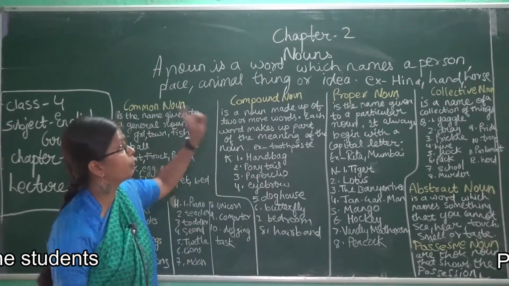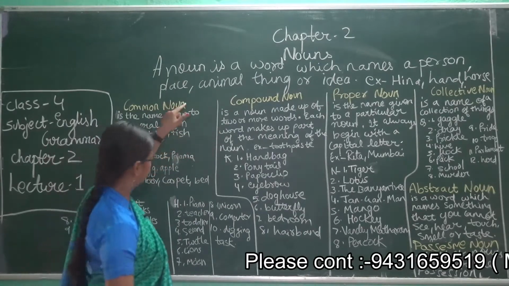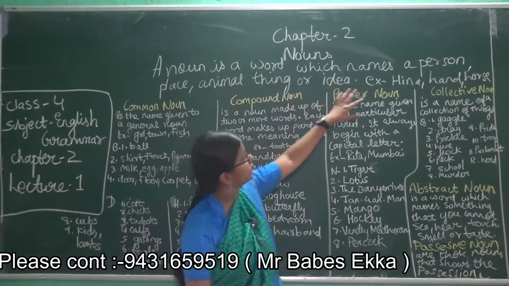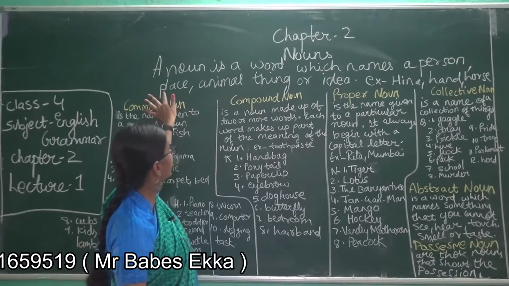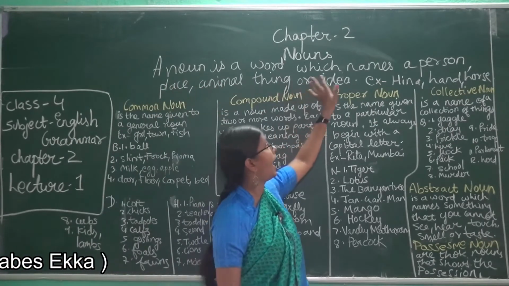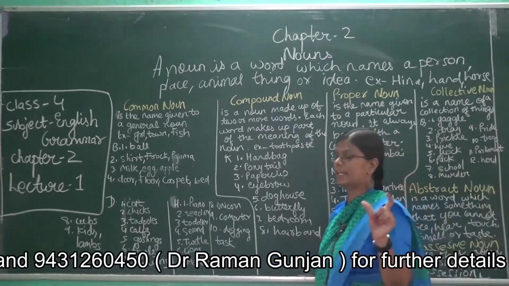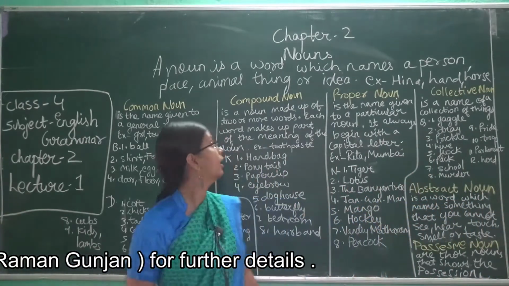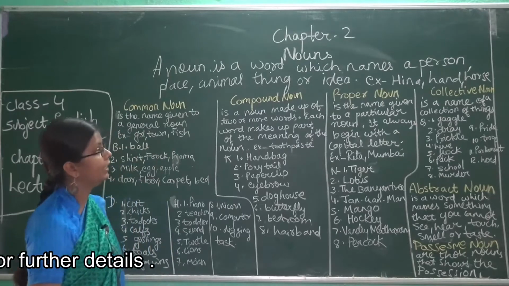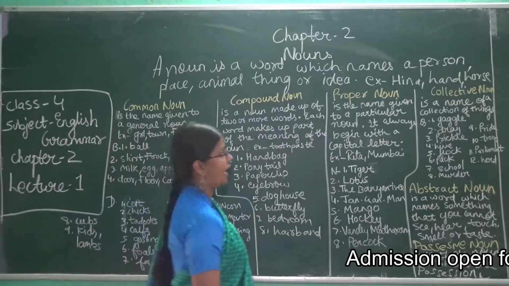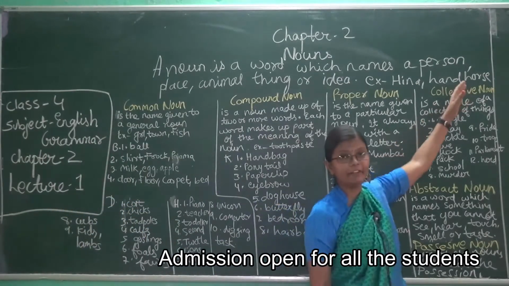But here one word is added. Just see here, a noun is a word which names a person, place, animal, thing or idea. So here one more word is added, that is idea. Example: henna, hand, horse are given in your book.